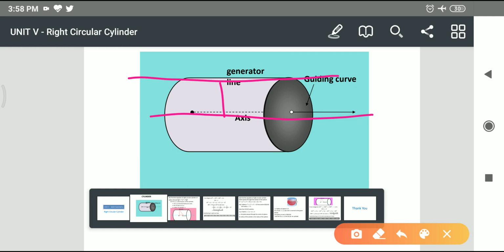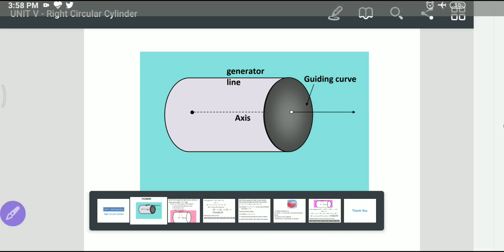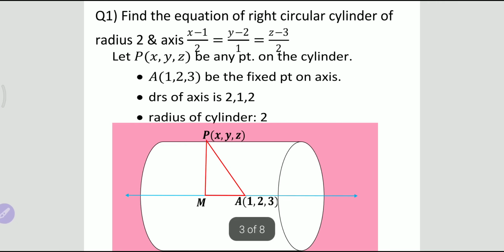Okay, now the guiding curve that you get over here, if you keep the distance fixed, is always a circle. Next, while solving problems on cylinders, what you need is the radius of the cylinder. Most of the time the radius will be given to you. If it is not, we will try to find the radius of the cylinder first. So let us see how to solve the examples on right circular cylinder.